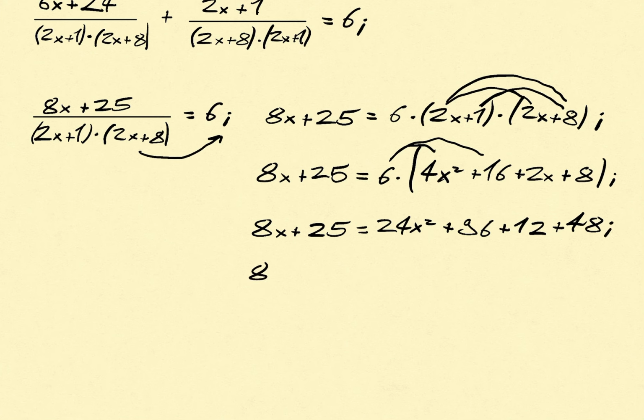Okay, so we'll get 8x plus 25, the left hand side is not changing, equals 24x squared, that's also not changing. Oh, I forgot to write an x here. Then 24x squared plus, we've got two single numbers here, so we're going to sum them, and they are going to be equal to 144, adding them together, then plus 12x.